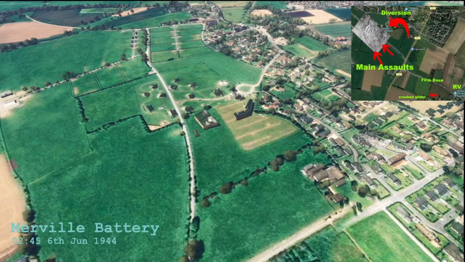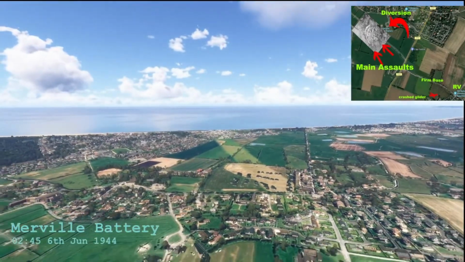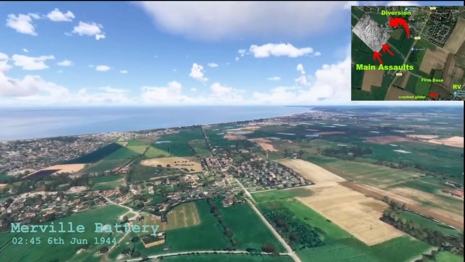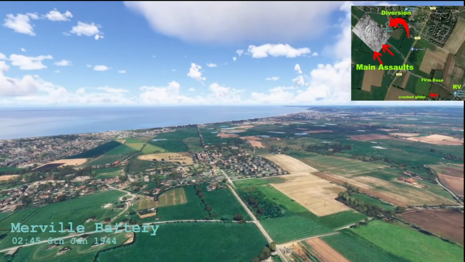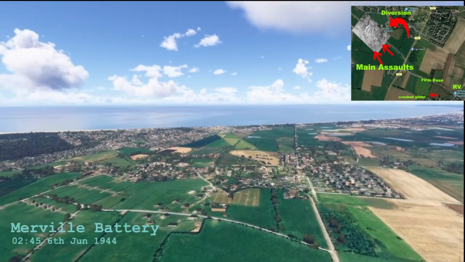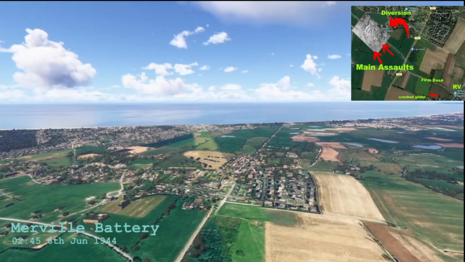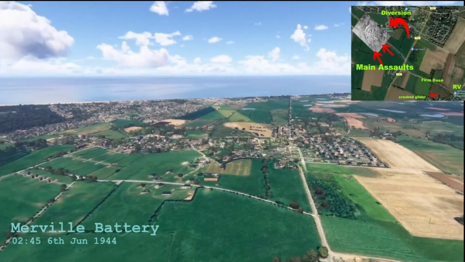He didn't have enough Bangalore torpedoes. We discussed earlier that of the gliders that are coming in, 3 of the gliders, actually it might be 5 of the gliders, that are carrying in the heavy equipment hadn't made it. So he was lacking in the equipment to storm the battery.